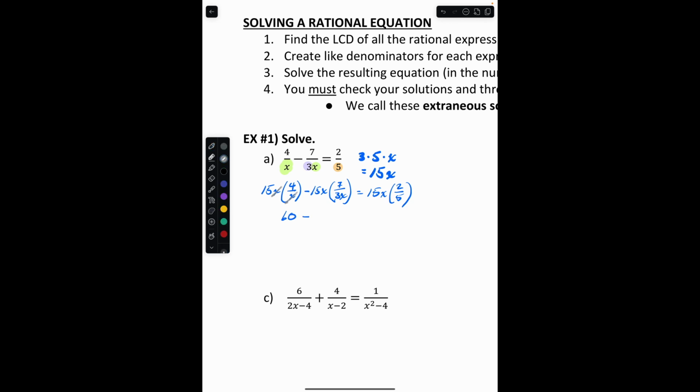In the second fraction, the x's cancel. The 3 will cancel with the 15 and leave me with a 5. So that gives me 5 times 7 is 35 for that term. Finally, over here, the 5 and the 15 cancel. I'm left with a 3. So on the right side of the equal mark, I've got 3 times x times 2, which is 6x. 60 minus 35 is 25. And so x equals 25/6 is my candidate answer.